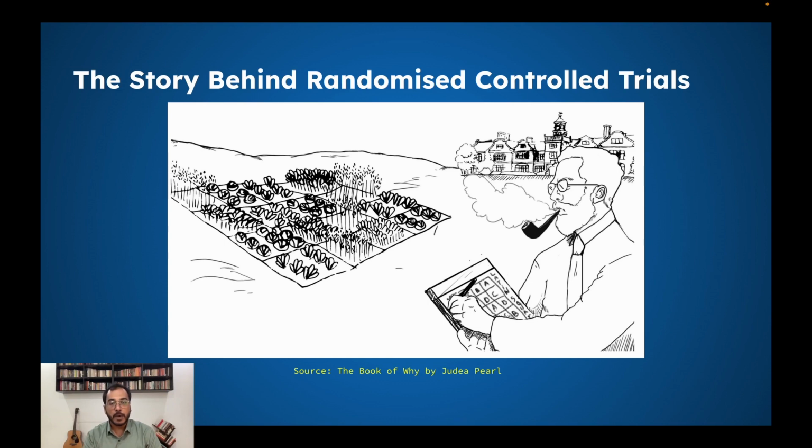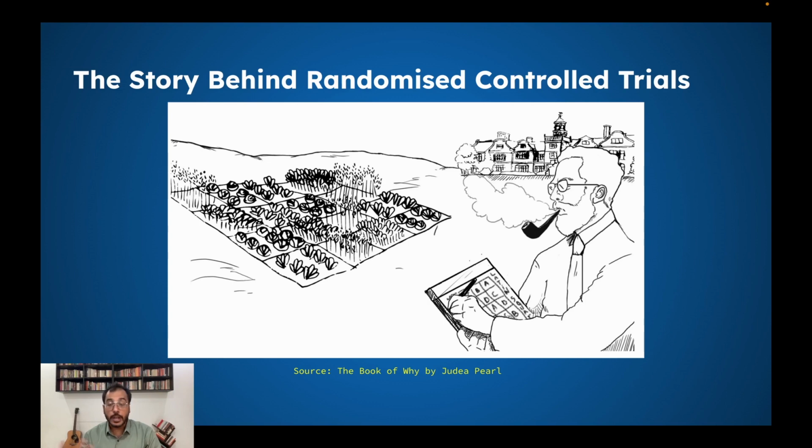Why it is important is because it is the gold standard of causal discovery. So if you ever want to study the effect of one variable on another, the causal effect of one variable on the other, randomized control trials in today's world are the gold standard.